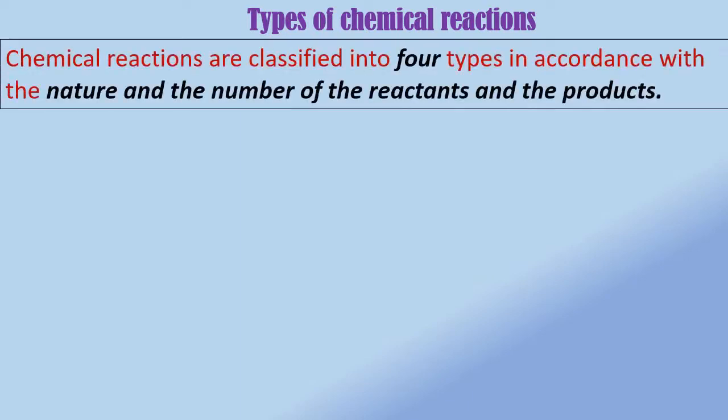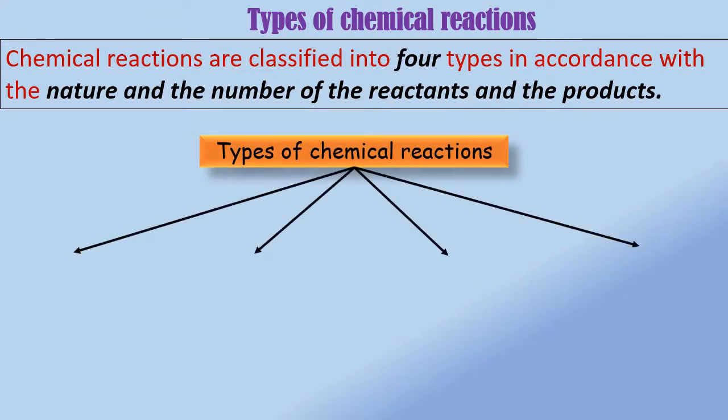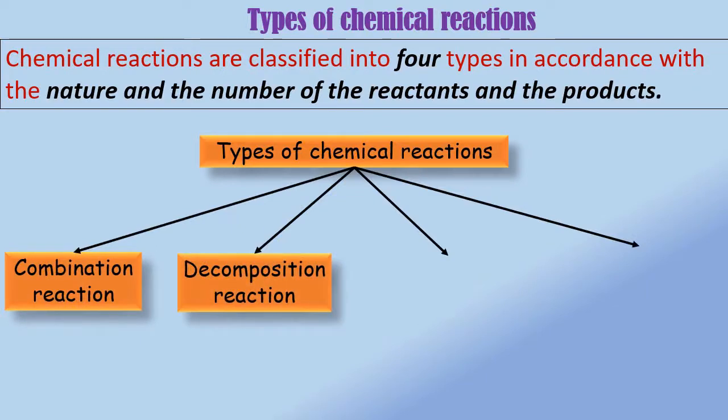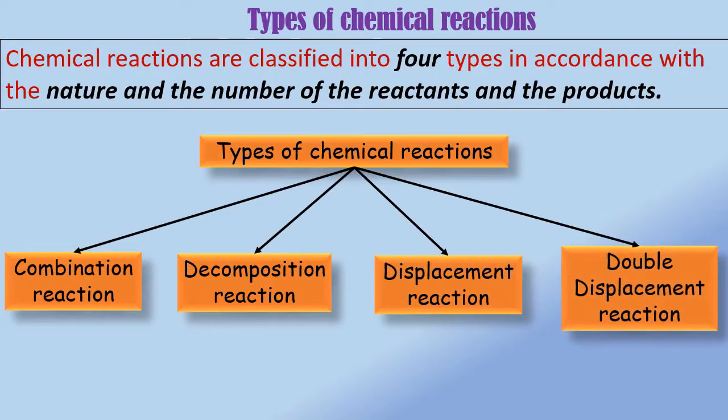Chemical reactions are classified into the following 4 types in accordance with the nature and the number of the reactants and the products. So, the 4 types of chemical reactions are combination reaction, decomposition reaction, displacement reaction, and double displacement reaction. Now, let us study all these 4 types of reactions in detail.